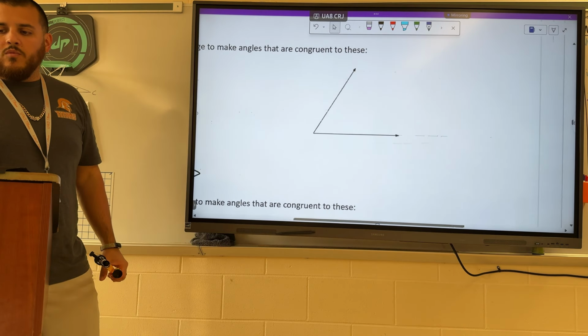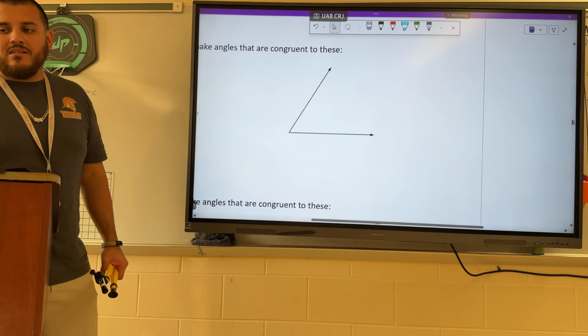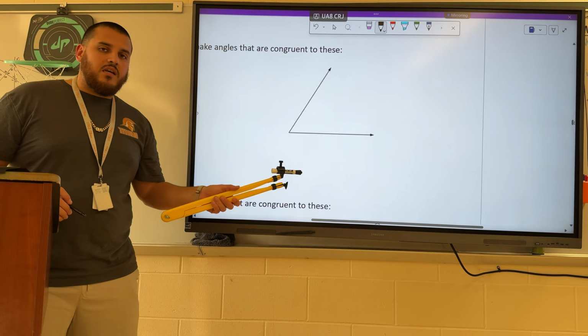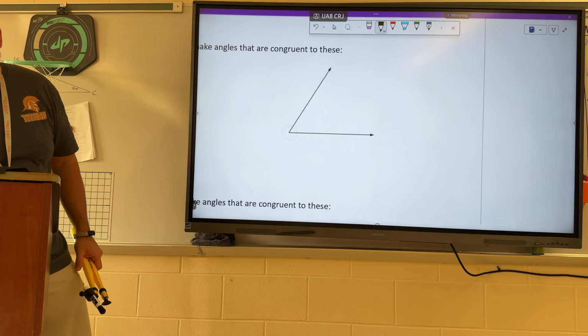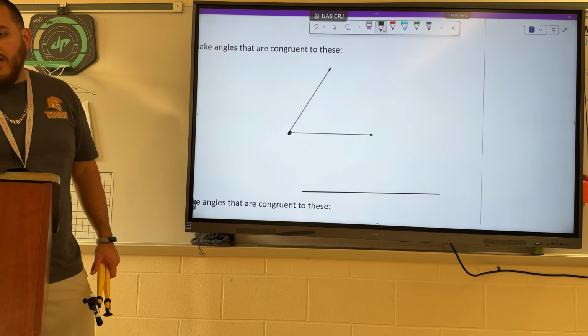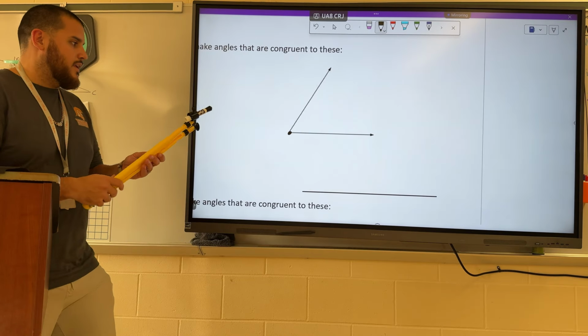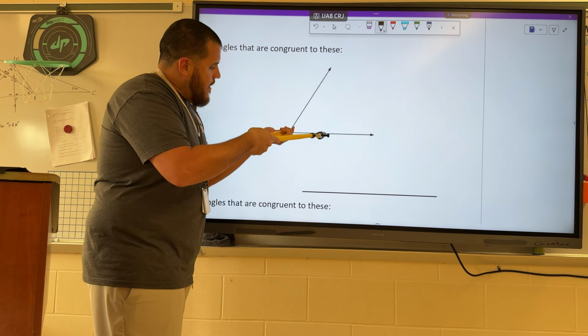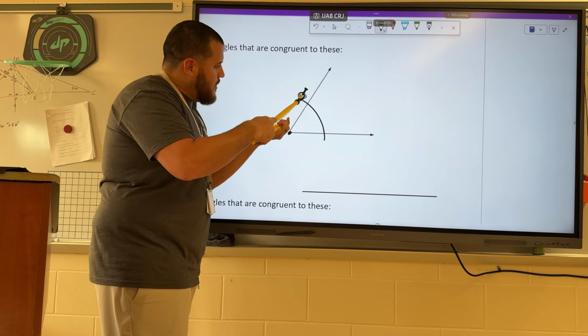I'm going to show you that one more time with this one. Again, I can start by either drawing a new vertex, and make this one stick out by the way so we can measure well, or I can start by just drawing a new side of my angle like so. I would next take my compass and I would be drawing an arc all the way through.